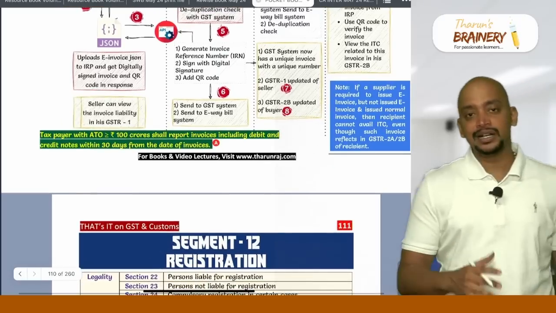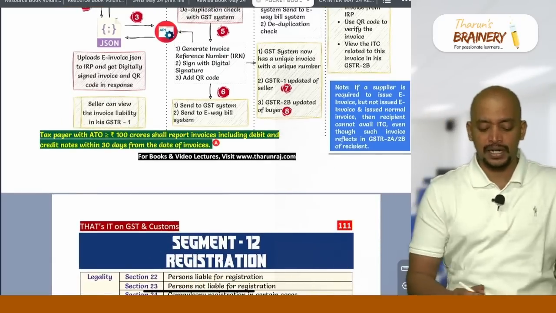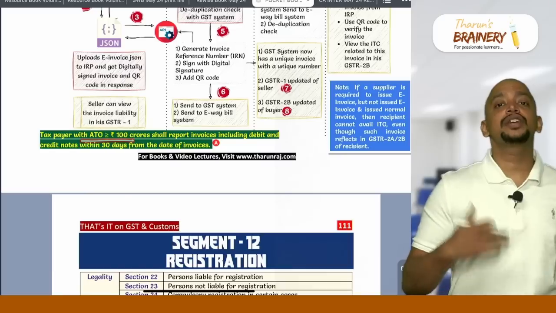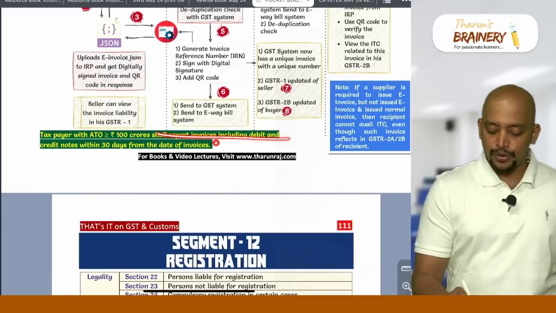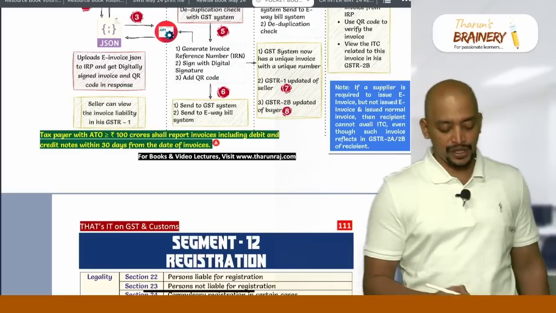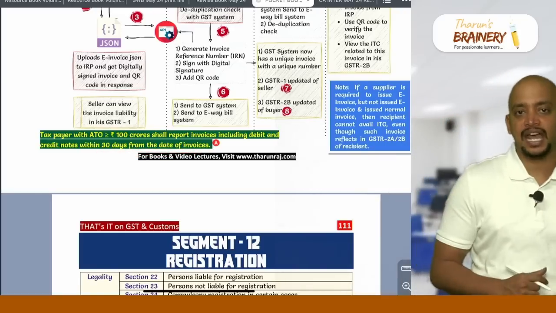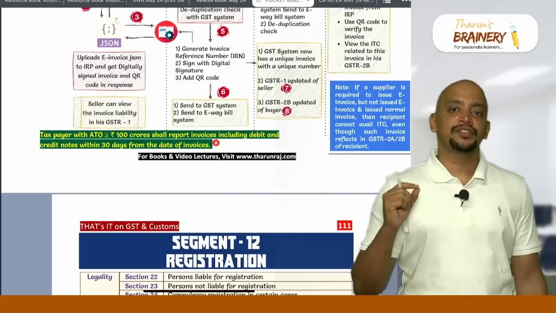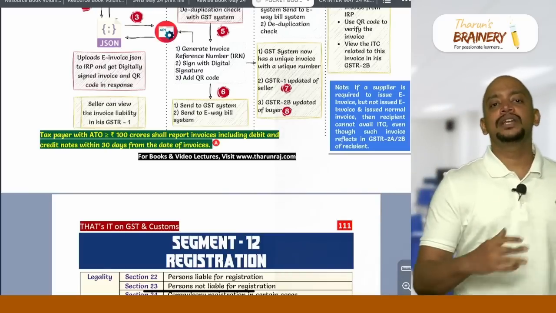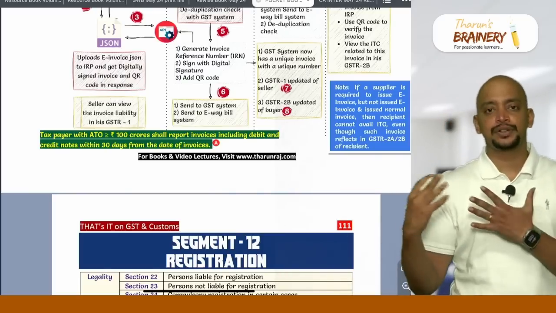Then there is one amendment here: if there is any registered person whose aggregate turnover is greater than or equal to 100 crores, they shall report invoices including debit notes and credit notes in the invoice registration portal within 30 days from the date of invoices. Like this, they have added one small amendment. So within 30 days from the date of invoices, they should ensure that all the invoices, debit notes, and credit notes are uploaded into the invoice registration portal.